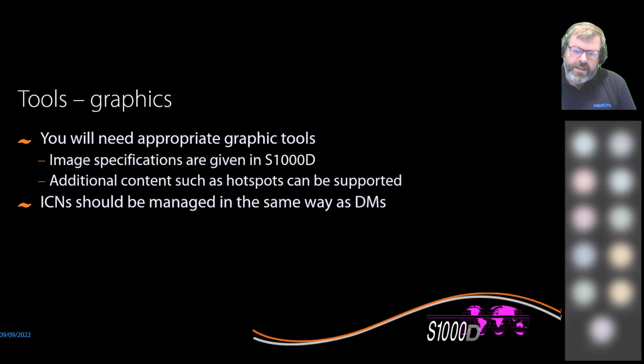And I say there that ICNs should be managed in the same way as DMs. They should. The one big difference, obviously, is your data modules are in XML already, and therefore they can contain metadata, which tells you about their issue number and when they were issued and all the other bits and pieces. ICNs, generally graphic formats, don't contain metadata. So you've either got to try and manage that in your file system and maybe in your spreadsheets, or hopefully, if you're in a CSDB, you can manage some of that in your CSDB.